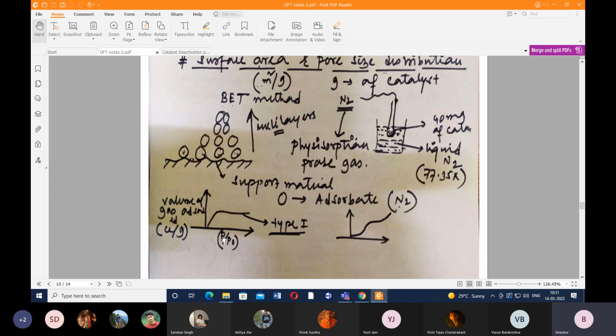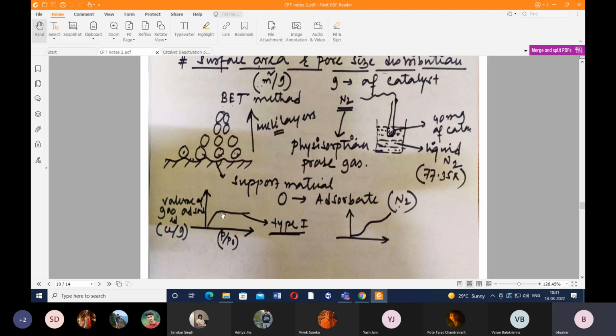Like P is the system pressure, that ranges between 0 and 760 millimeter Hg, and P naught is basically the saturation vapor pressure, that means 760 millimeter of Hg. So here P by P naught has got a range between 0 to 1. So from this type 1 isotherm, what we can make out is the volume of the gas adsorbed increases with increasing P by P naught value up to a certain level, and after that it levels off.